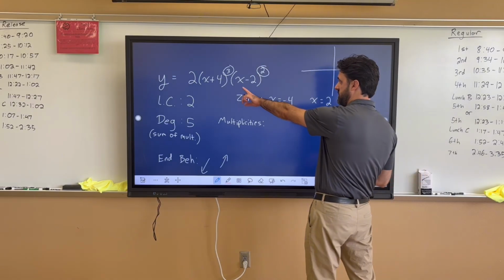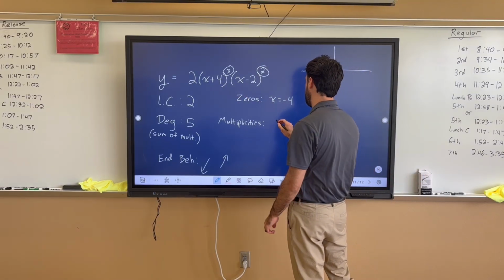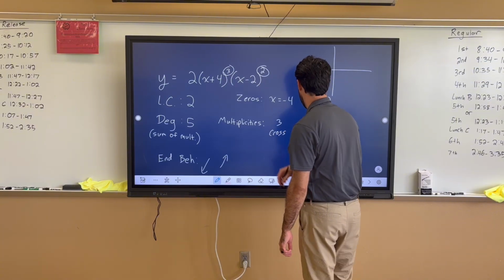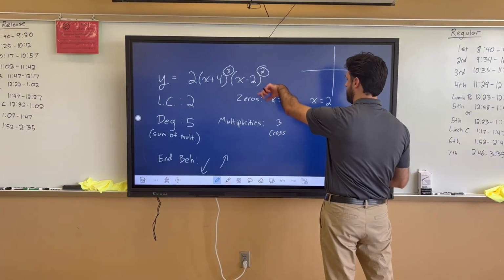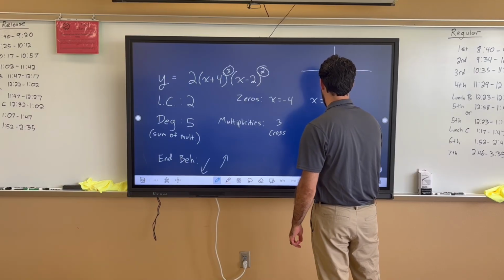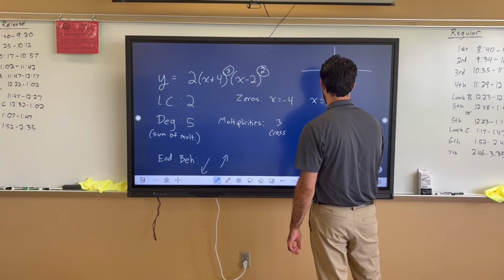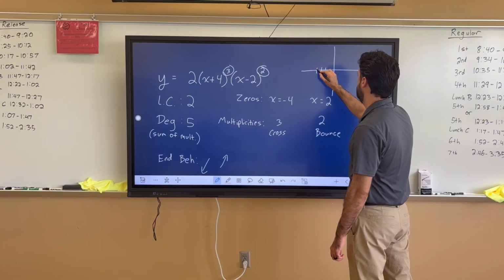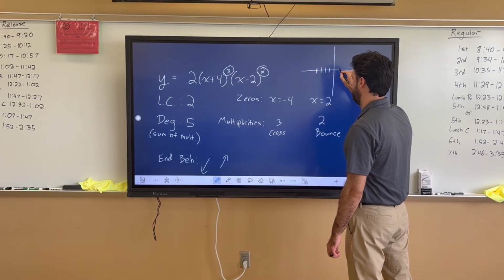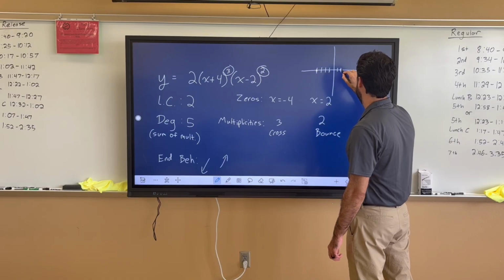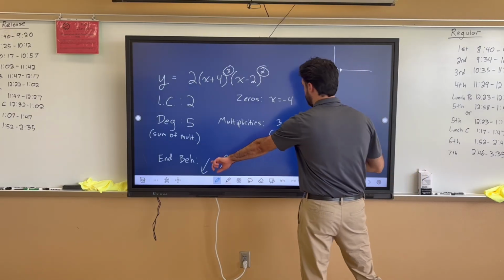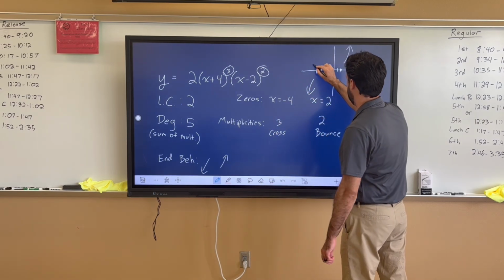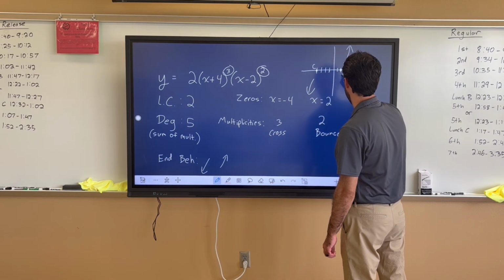Again, what are their multiplicities? Well, at negative 4, the multiplicity is 3, so the graph is going to cross at x equals negative 4. And at 2, the multiplicity is still 2, so it's going to bounce again. Putting these points up here, we've got a 0 at negative 4 and a 0 at positive 2. And we know the end behavior is down to the left, up to the right. This was cross, this was bounce.